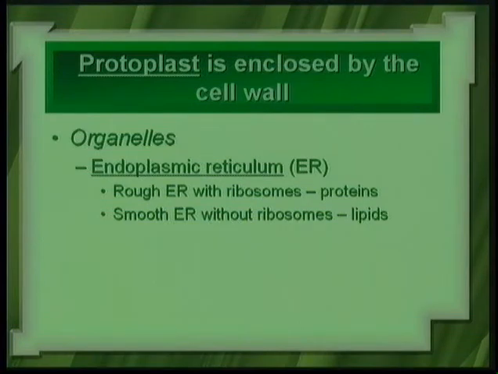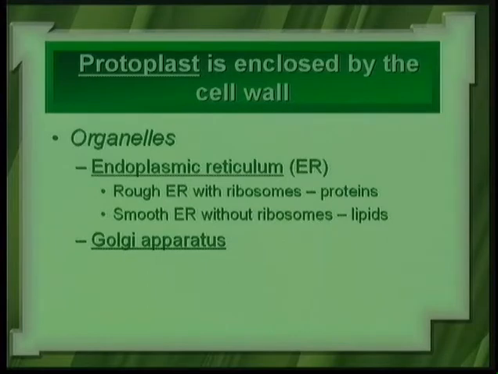Now we also have smooth ER as well. Smooth ER doesn't have ribosomes, and they call it smooth ER because they're not all bumpy like the rough ER is. So these usually produce lipids. They also produce other substances, but one of their main products are lipids.